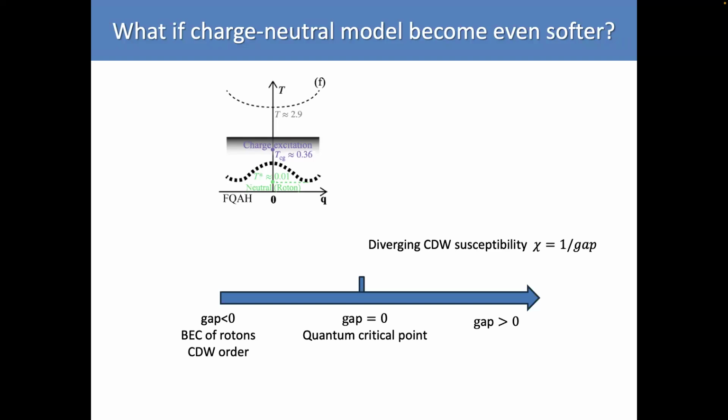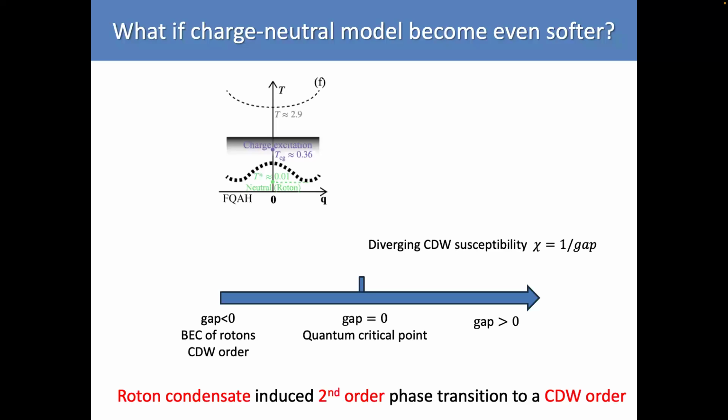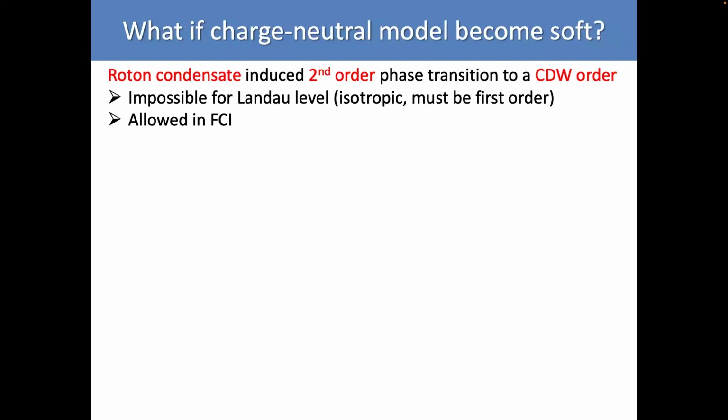Anyway, bottom line, if we make the interaction between composite fermions stronger, we could see a roton condensate induce a second order quantum phase transition to a CDW order state. I want to emphasize that this second order phase transition to a CDW state is impossible for Landau levels. This is because Landau levels are isotropic. For an isotropic system, the CDW or Wigner crystal transition can never be second order, it's always first order. And for flat Chern bands, because the lattice breaks the rotational symmetry, the second order phase transition becomes possible.